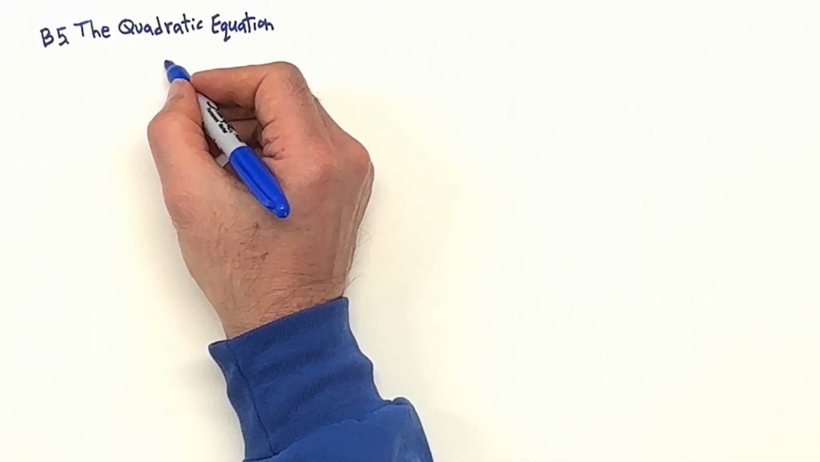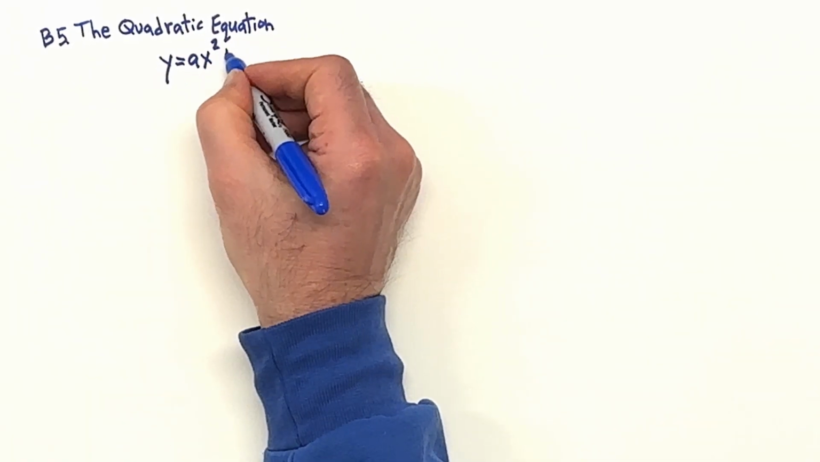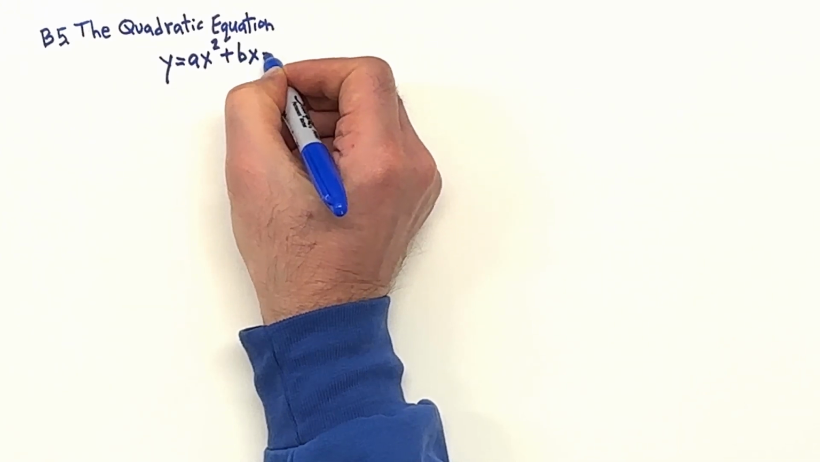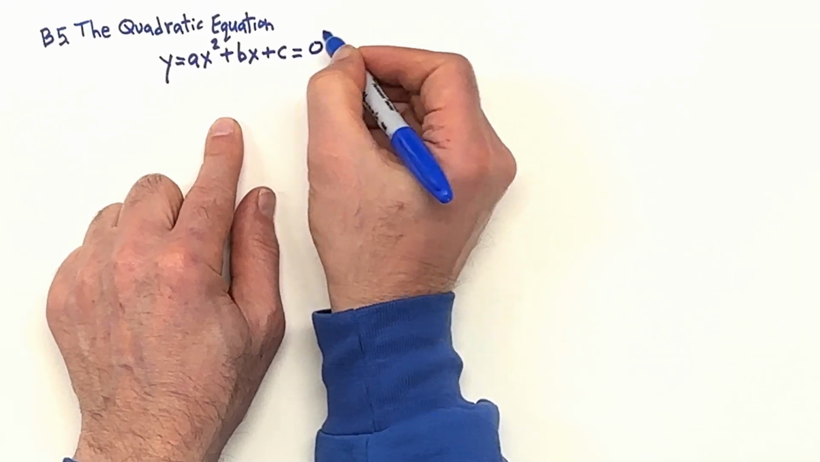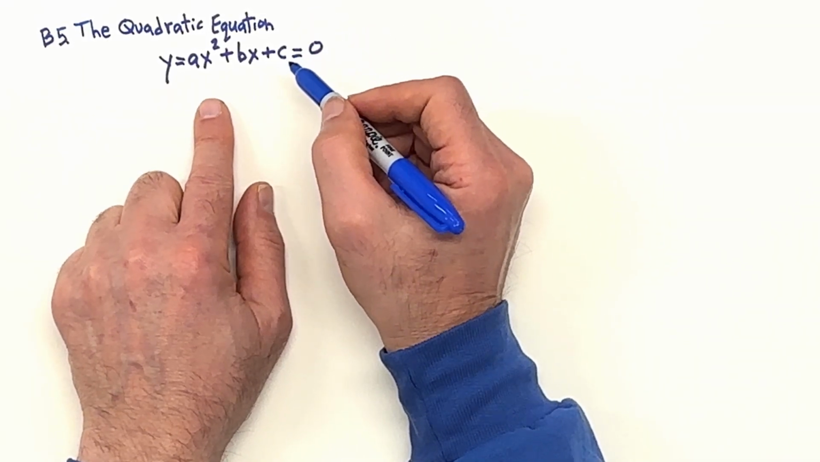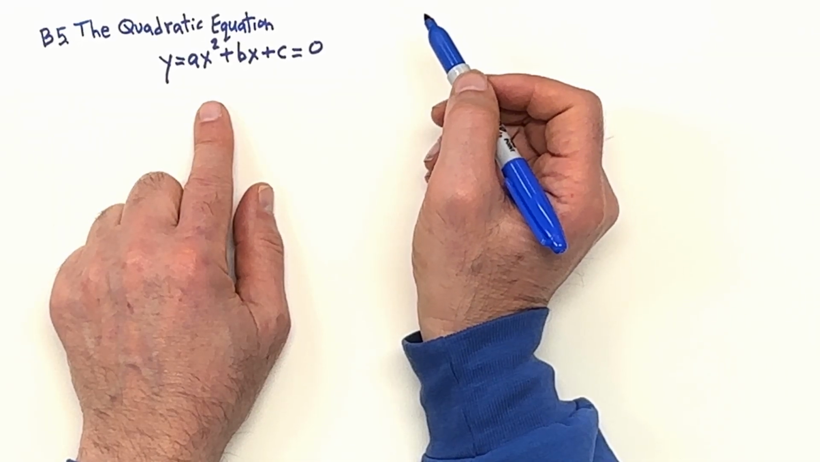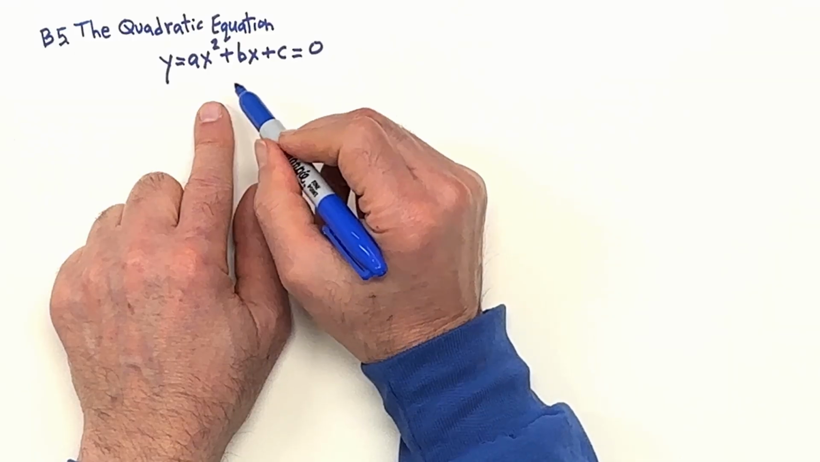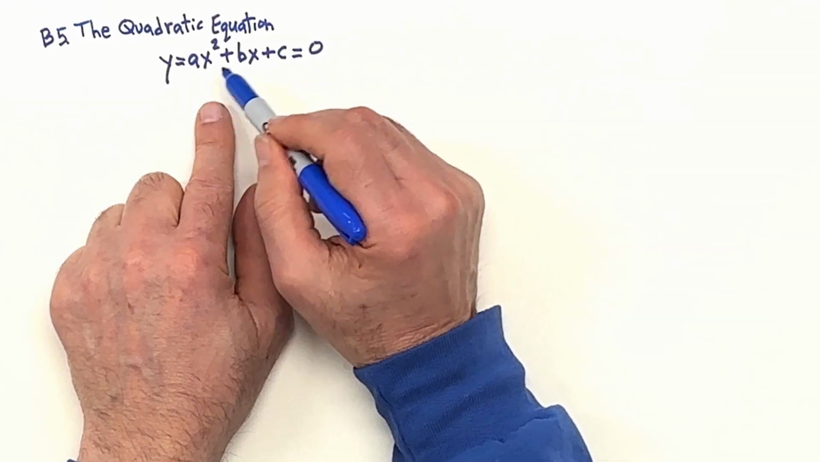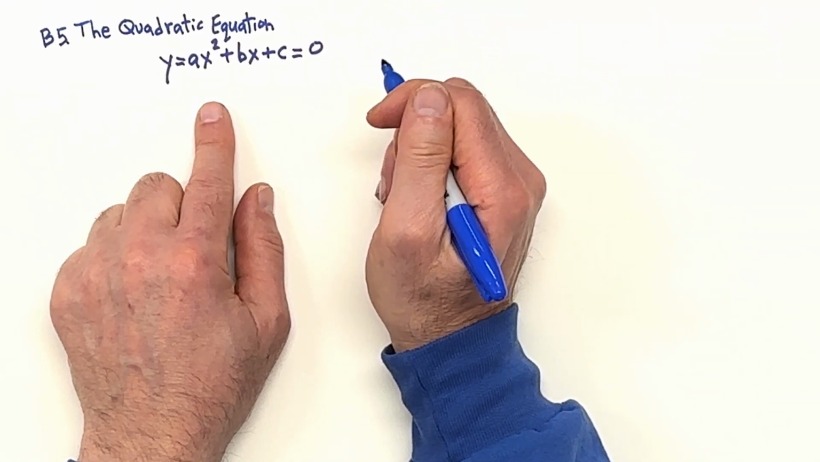Here we're interested in an equation y equals ax squared plus bx plus c equals 0. And we would like to solve that for x. This is what we mean by the quadratic equation and its associated formula for finding the solution. There'll be two solutions. Since the x is squared, when you have a situation with x squared, you're going to get two solutions. If x were cubed, in general, you'd have three solutions.